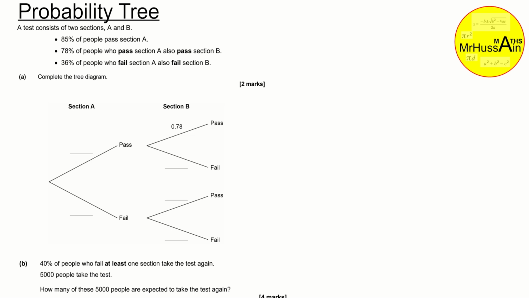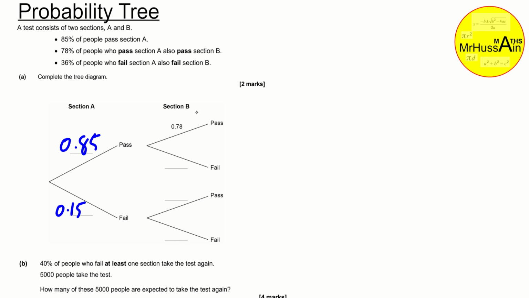So we have a probability tree exam question. A test consists of two sections, A and B. 85% of people passed section A, so we can put decimals because they're doing decimals. So let's put 0.85. So if 85% pass, 15% fail. Remember, probability must add up to 1 or 100%, whichever way you look at it.